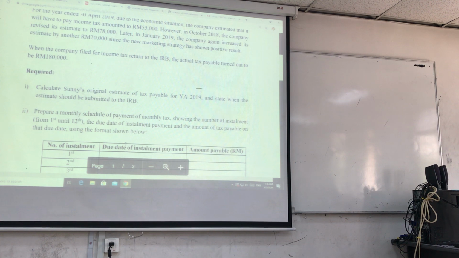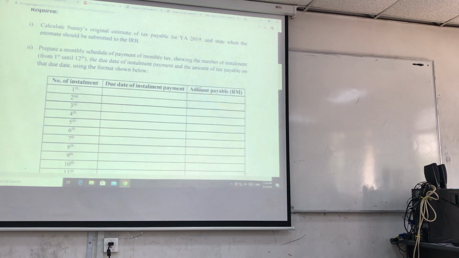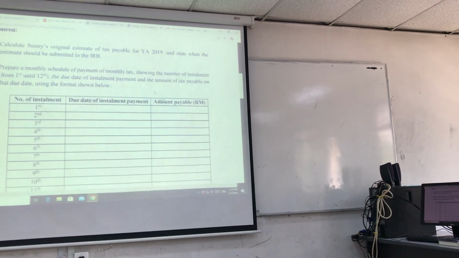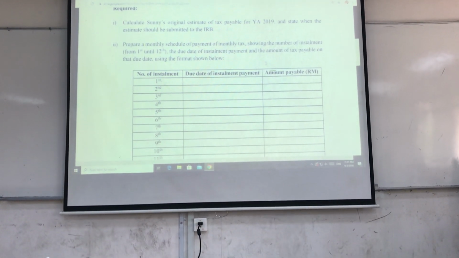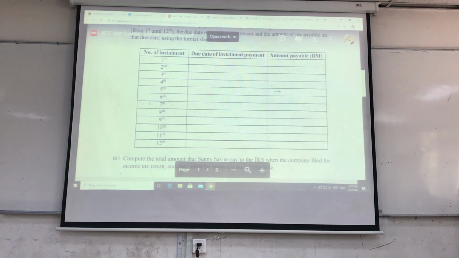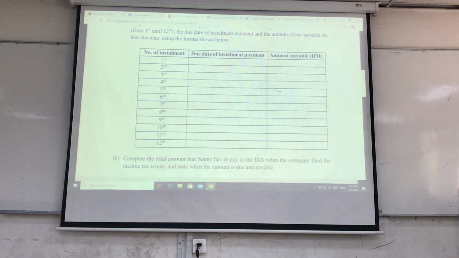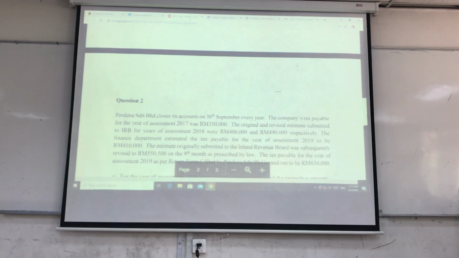Required: calculate Sunny's original estimate of tax payable for YA 2019 and state when the estimate should be submitted to the Inland Revenue Board. Prepare a monthly schedule of payment, showing the number of installment from 1st until 12th, the due date of installment payment, and the amount of tax payable on that due date using the format shown below. Then compute the total amount that Sunny has to pay to IRB when the company filed for income tax return and state when the amount is due and payable.